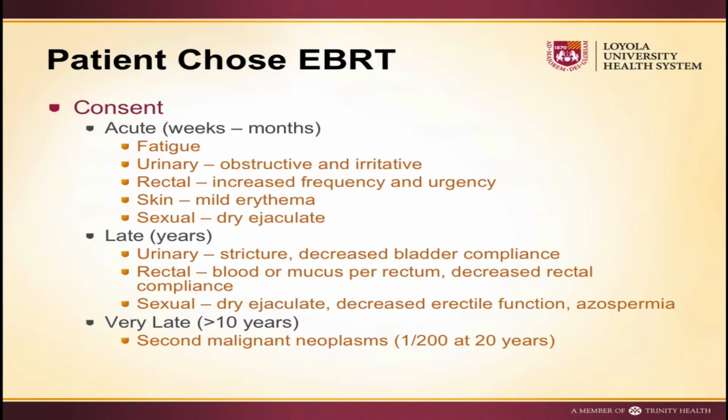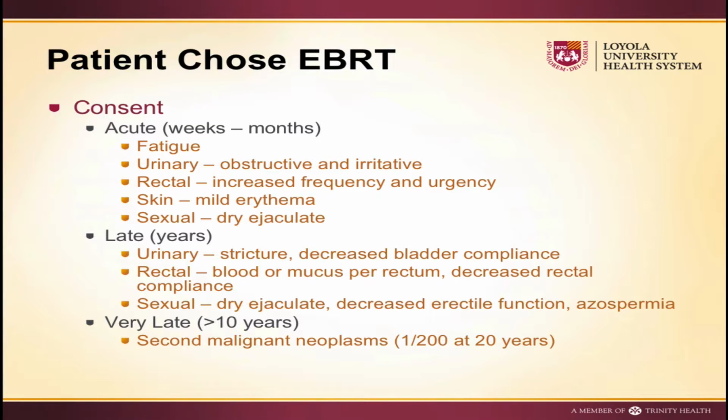So these are the main side effects that your patients who are getting radiation will see. For acute symptoms, it's usually those that are occurring during the second half of treatment or the first month or two afterwards. Fatigue, urinary irritative symptoms or obstructive symptoms, so slowed stream, dysuria. They can have some rectal urgency or frequency. It's not usually diarrhea, but it can be. Mild erythema, we really don't see that anymore with more advanced techniques. The skin dose is always quite low. And then sexual side effects of dry ejaculate.